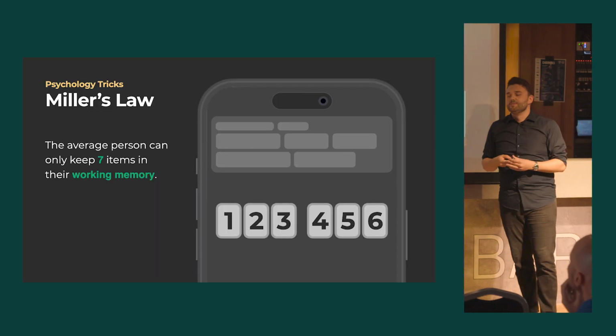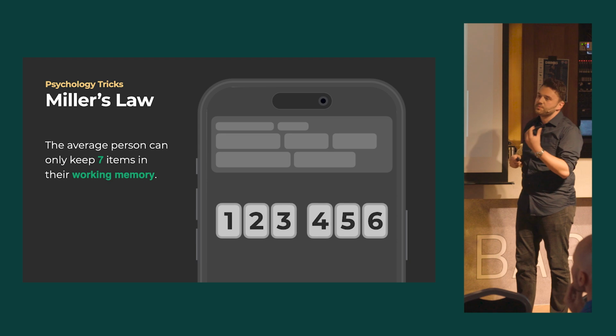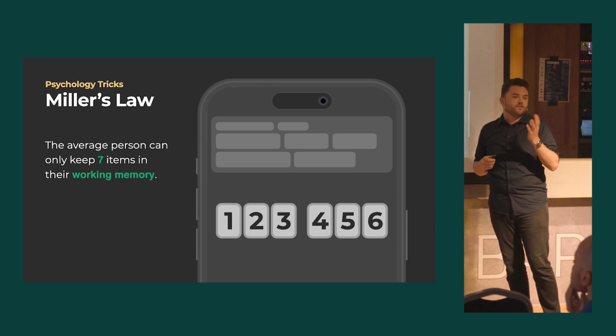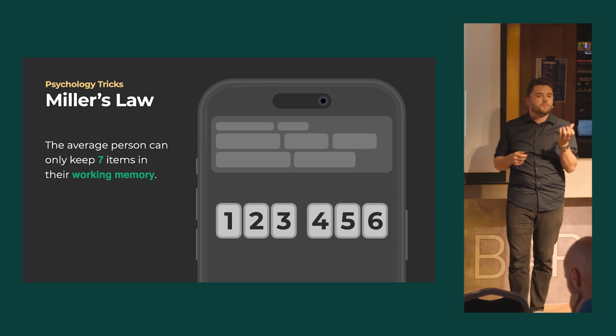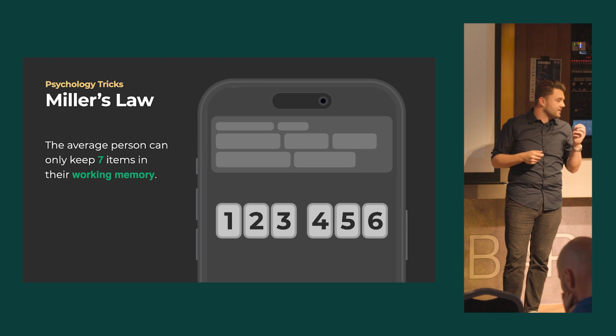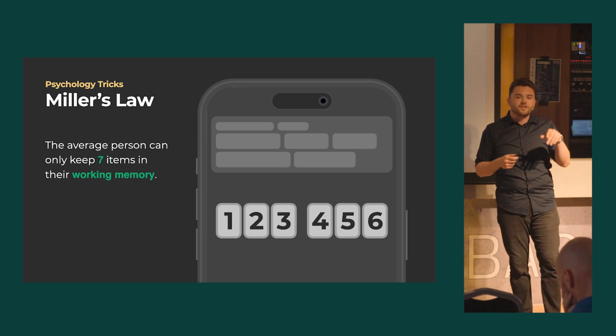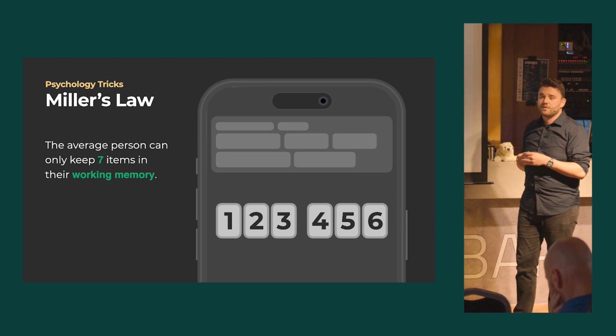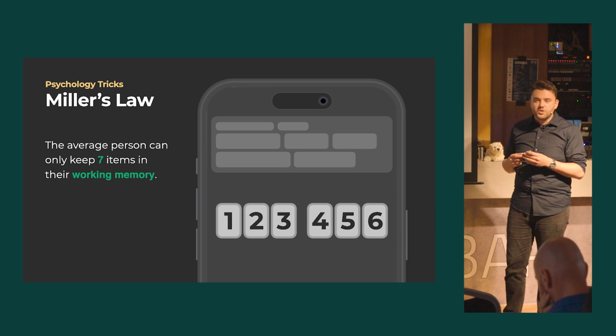Another one is Miller's Law, meaning that the average person can keep around 5 to 7 items in their short-term memory. And a really cool practical way that they played into this is with the two-factor authentication codes. Most of them are 6 digits.